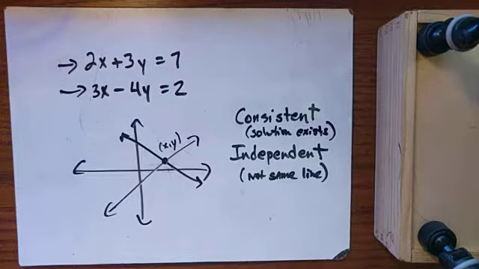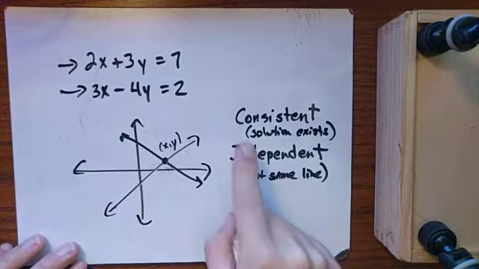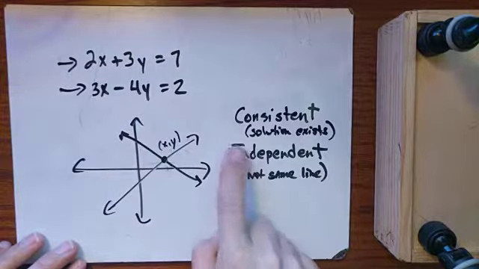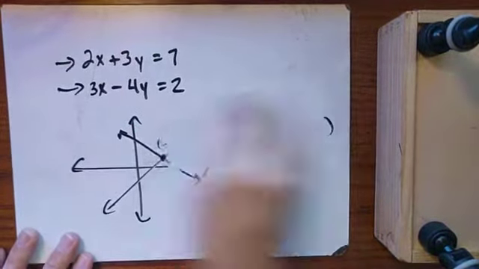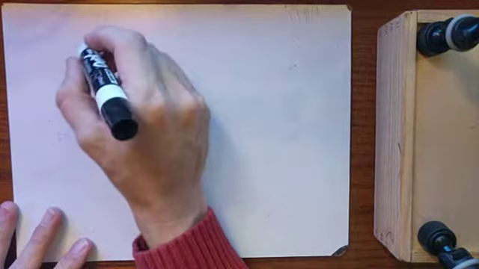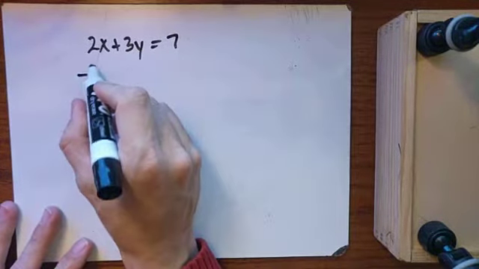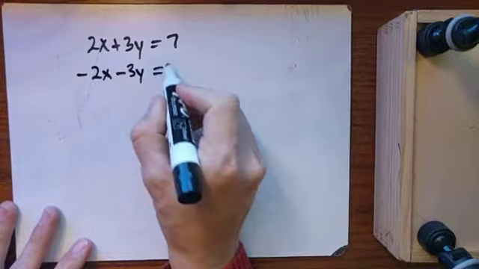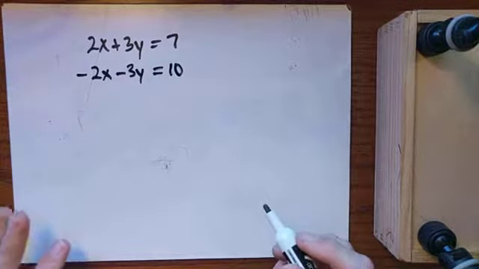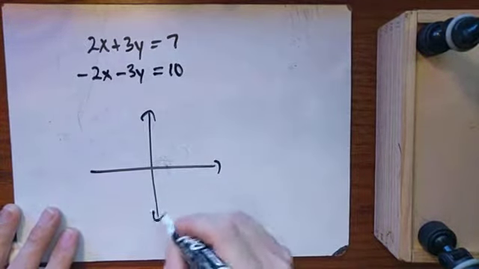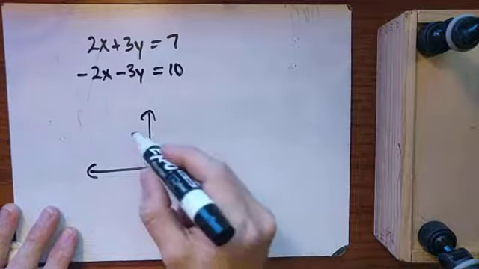So you might want to ask, what kinds of systems of equations are inconsistent, or what kinds of systems of equations are dependent? I'm going to give you an example of each one right now. Remember, consistent means there's an answer. So let's say that we had 2x plus 3y equals 7 again, and then we had negative 2x minus 3y equals 10. What would happen here is you'd be able to graph these, and your first line looks something like this.